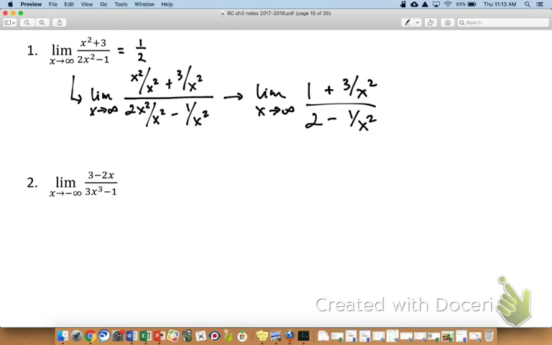As I apply my limit, what's going to happen with this term? Approaching 0. Same thing with that term as well, right? It's 1 over a gigantic number getting bigger and bigger and bigger. We're heading towards 0. So this would technically equal 1 plus 0 over 2 minus 0. And there's, once again, our 1/2.